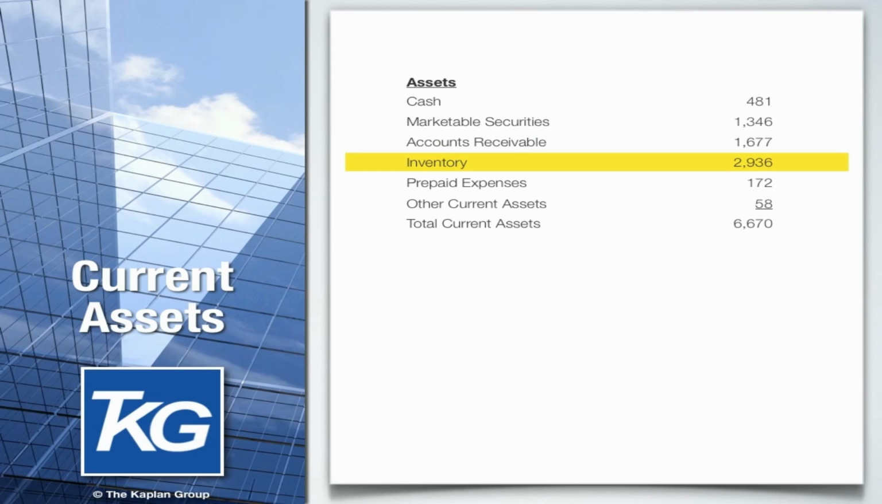Inventory includes raw materials, work in process, and finished goods, and the expectation is that inventory on a specific date will be sold during the next year and will be replaced with new inventory.